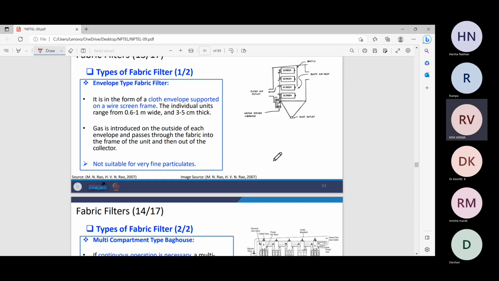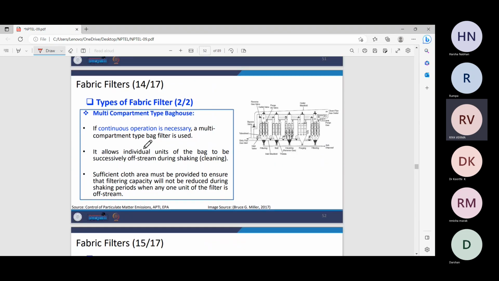It's not suitable for very fine particulates. Then also we have the multi-compartment type baghouse.